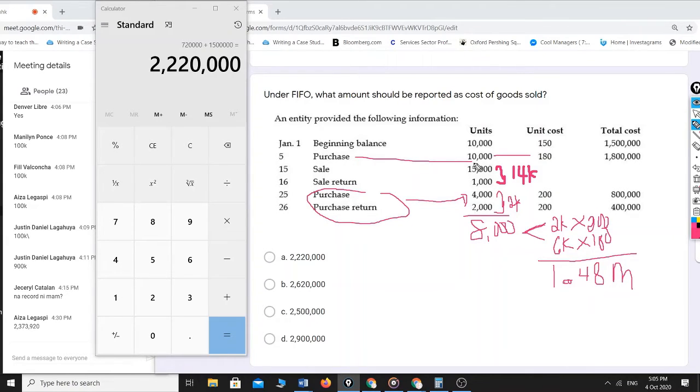So, that's how we analyze and compute the cost if we are using FIFO method. Okay, question regarding the FIFO method, guys.